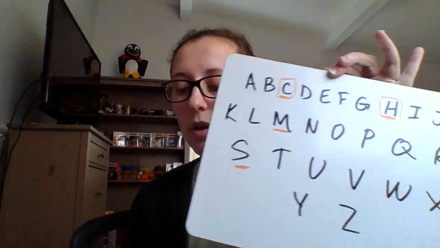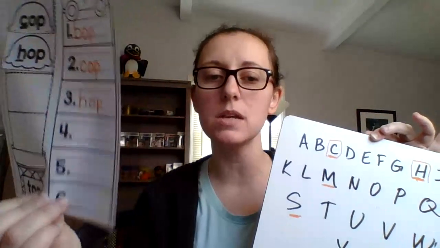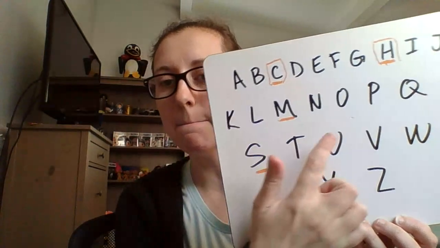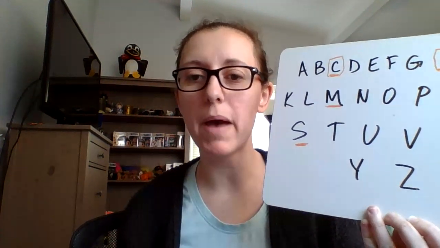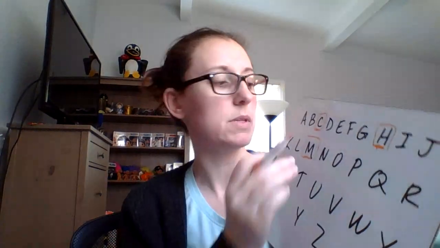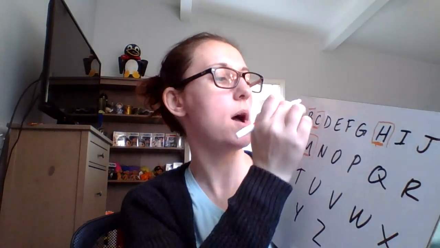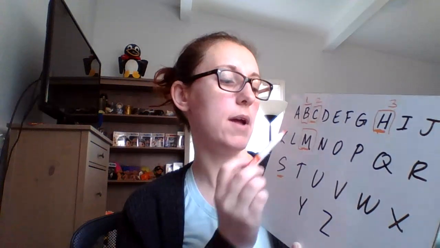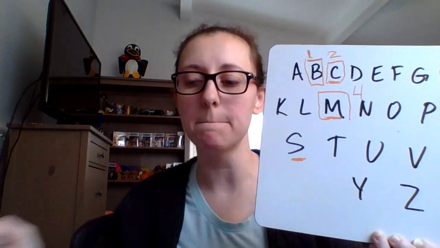So now we have to look at the last 2 words that we have. There are 3 spaces on the lines, and that is because we have to write the last one as the one that was on the ice cream cone. So we have 2 letters. We have M and we have S. And when we look at the alphabet, we see that M comes next. So we have 1 for B, 2 for C, 3 for H, 4 for M, mop.